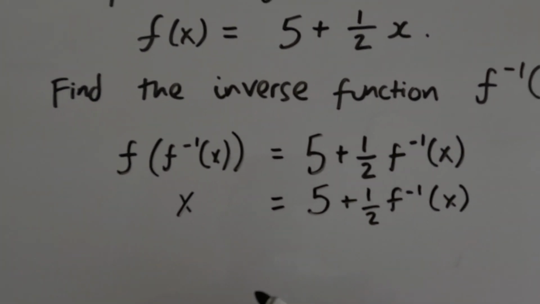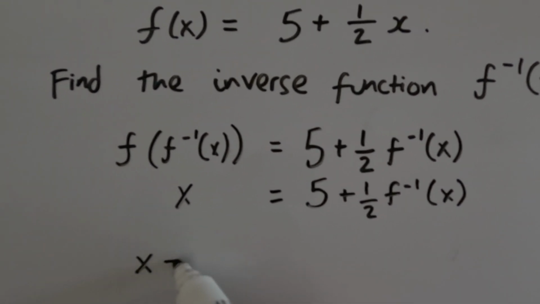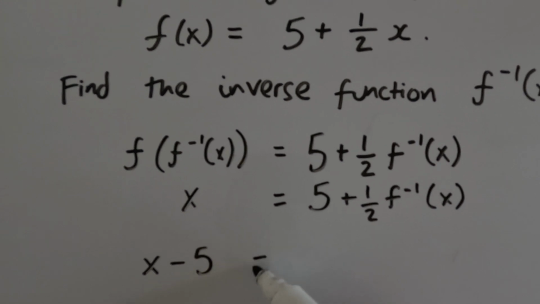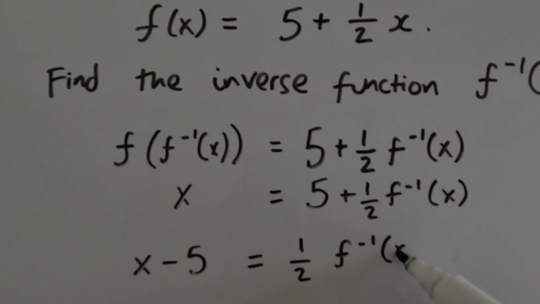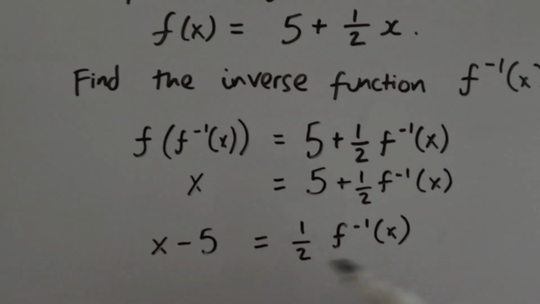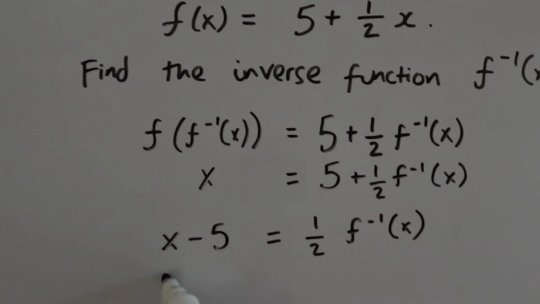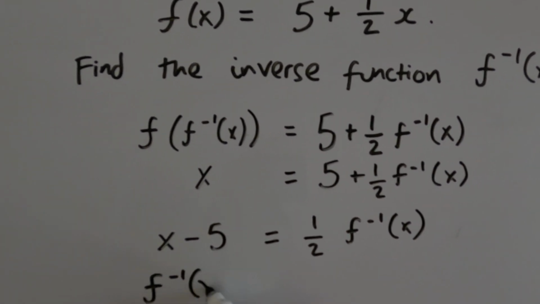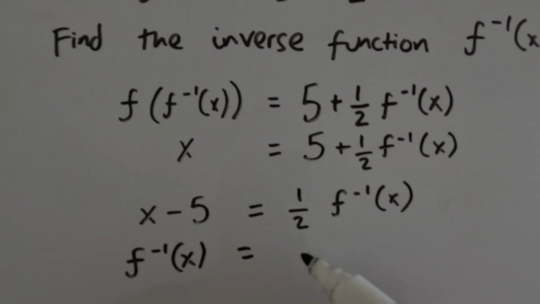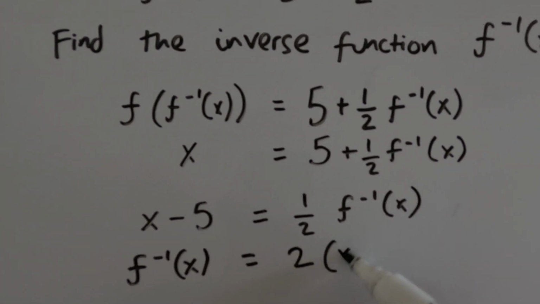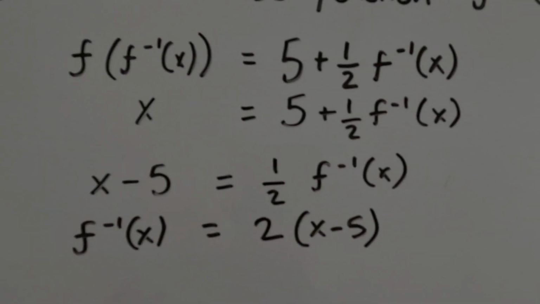Right, so we can tidy this up a little bit. Let's take the 5 across, so x minus 5 equals a half f minus 1 of x. Let's bring that to the other side and multiply by 2. So f minus 1 of x is equal to 2 times x minus 5.